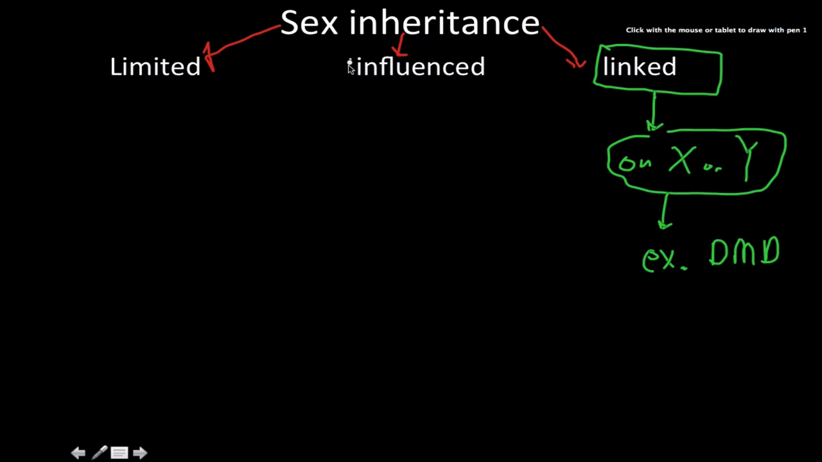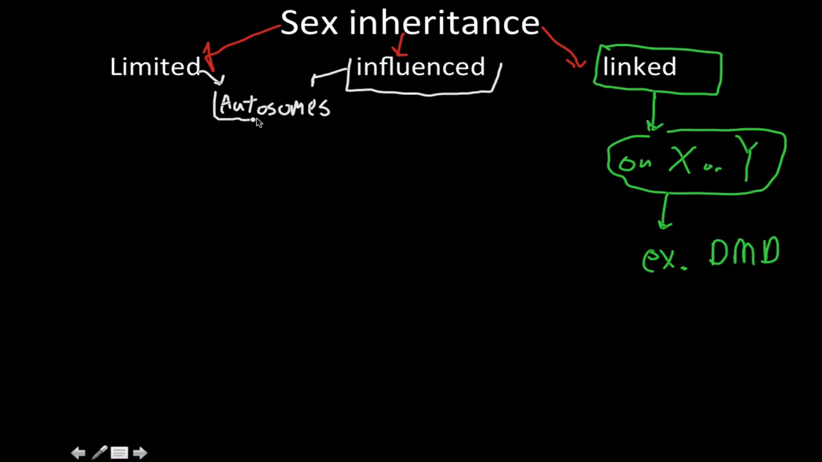Okay, so next on the list would be sex-influenced inheritance. In both sex-limited and sex-influenced inheritance, they do share one thing in common. These are both traits that are located on autosomes. What is an autosome? Well, it's any type of chromosome that is not a sex chromosome. So don't let that definition trick you.